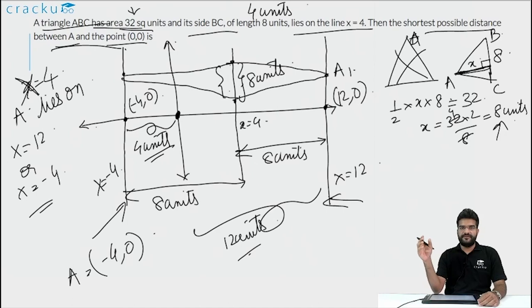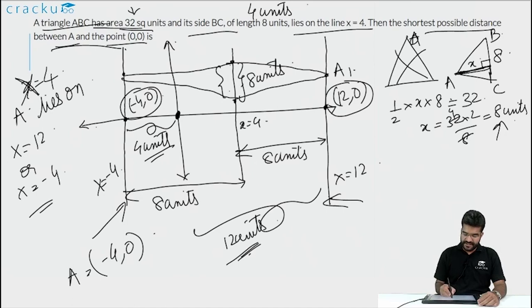Notice that we have finalized that the vertex A lies either on x is equal to minus 4 or on x is equal to 12. Now when A lies on x is equal to minus 4, the shortest possible distance between the origin and x is equal to minus 4 is 4 units. This will occur when A is minus 4, 0. If A lies on the line x is equal to 12, the shortest possible distance is 12 units, and this is when A is 12, 0. Because we are trying to minimize it, the answer will be 4 units.